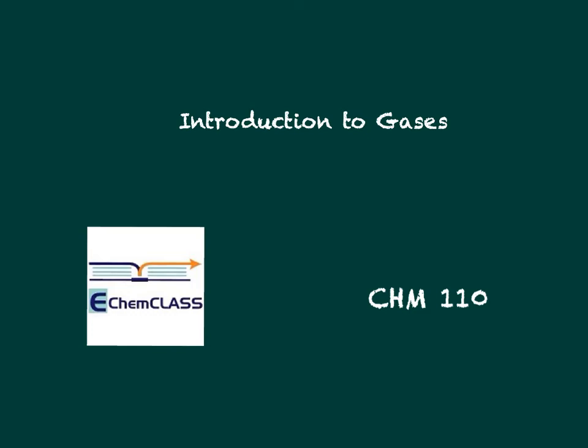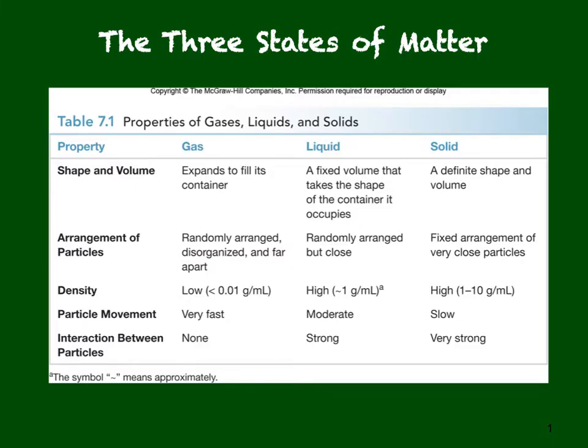In this video, we're going to introduce gases and their physical properties. So here we have a table detailing the three states of matter: gases, liquids, and solids. The properties are listed on the side, and the type of material: gases, liquids, and solids across the top. So the different properties for shape and volume.